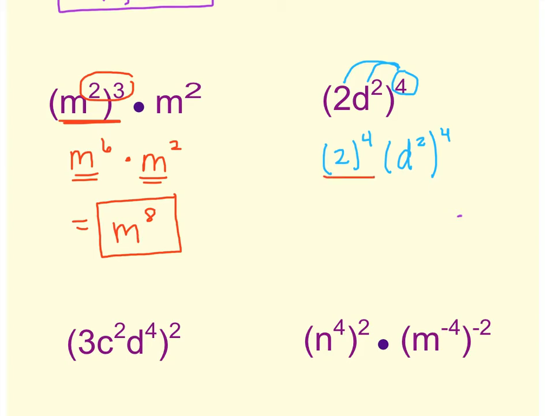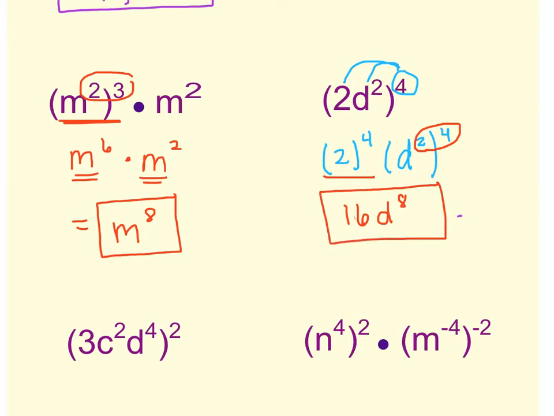So 2 to the 4th power is 2 times 2 times 2 times 2, which is 16. It's a little sloppy. Oh, good, I can erase it. So it's 16. And then d squared to the 4th power, that's our exponent property. You keep the d and multiply your exponents and get 8.